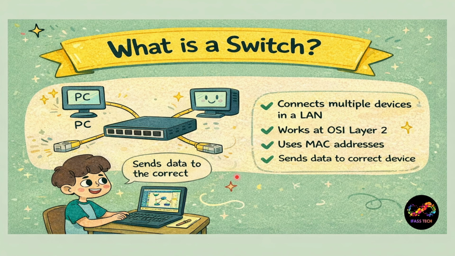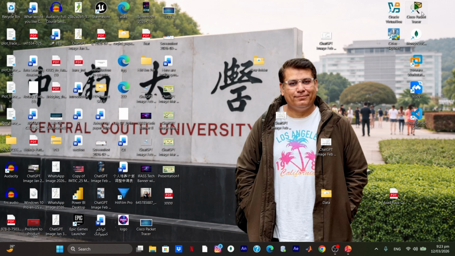So let's understand what a switch is. A switch operates at OSI layer 2, which is called the data link layer. It forwards data using MAC addresses. When a device sends data for the first time, the switch learns the MAC address and stores it in a MAC address table. This allows the switch to send data to the correct port instead of broadcasting everywhere. Now let's open Cisco Packet Tracer and build the network step by step.